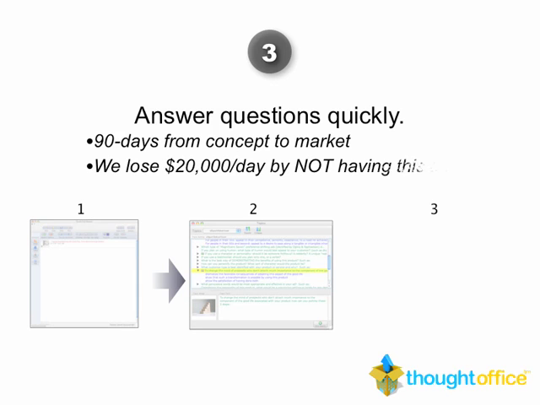So in this case, what is the opportunity and what's the opportunity cost? Well, if we don't get to market in 90 days from concept to market, that might be an issue, and we lose about $20,000 a day by not having whatever this process is done.